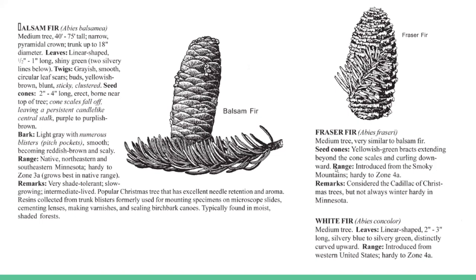We can see that these are all within the same genus. So these firs are all an actual biological group. They don't just look similar. Okay. Any questions on how to use these keys? So this is how we're going to be identifying plants in the future.